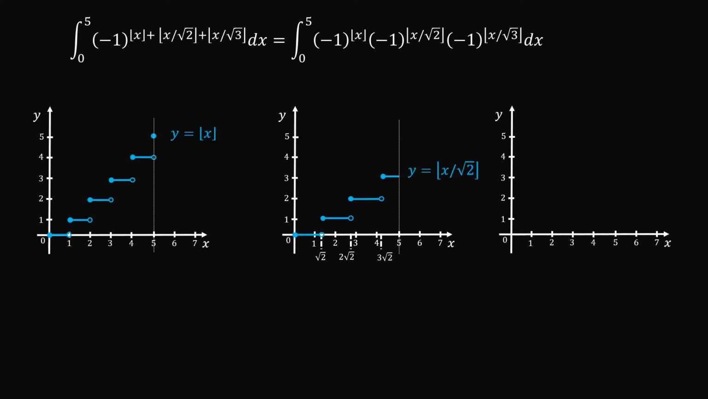And then for y equals floor of x over root 3, we have to introduce some intermediaries there. That will be root 3 and then 2 root 3, because 3 root 3 will fall out of the integration domain. So from 0 to root 3, our y will be 0. And then from root 3 to 2 root 3, the value there, y becomes 1. And then from 2 root 3 to 5, the value there is going to be 2. The floor value is going to be 2.